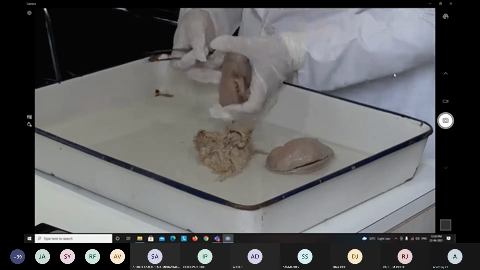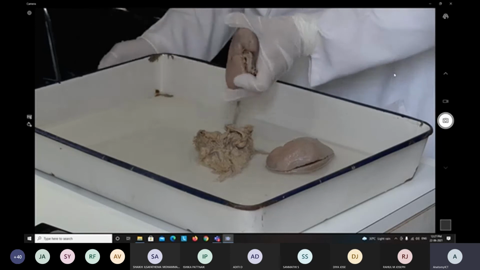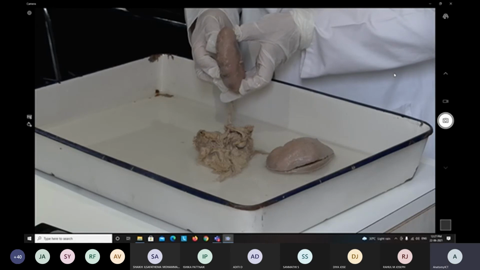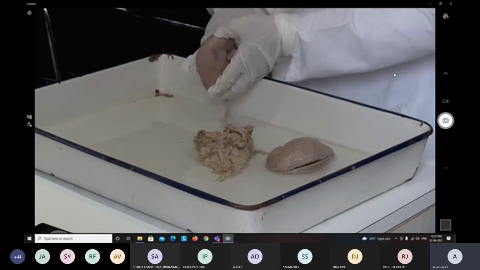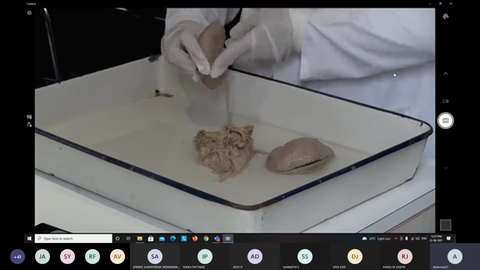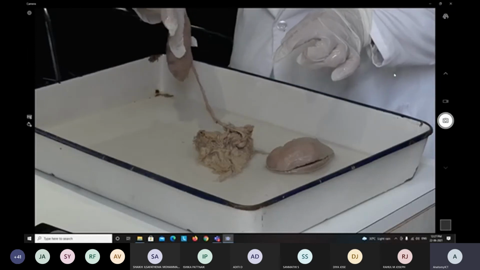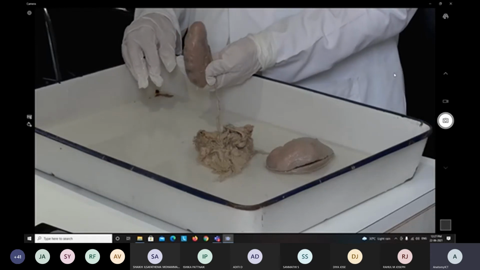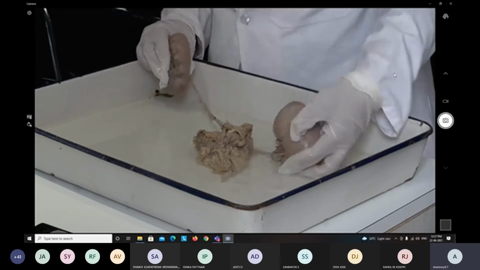Posterior surface should be flat. You can see it in the lateral view. Okay. This is the anterior surface which is convex, and this is the posterior surface which is flat. Can you differentiate? Can you differentiate anterior and posterior surface? Yes or no?